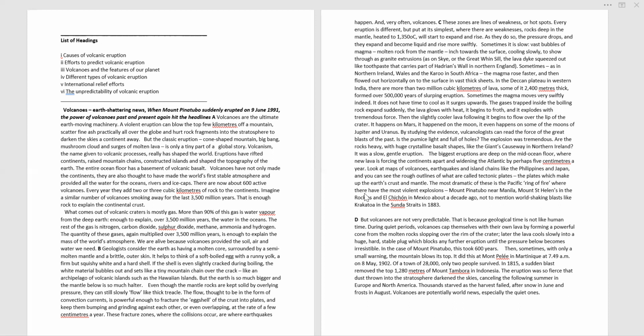So, have they talked about any sort of different eruption in there? The classic eruption, cone-shaped mountain, big bang, mushroom cloud, surges of molten lava. Volcanoes have not only made the continents, they are also thought to have made the world's first stable atmosphere and provided all the water for the ocean, rivers, and ice caps. What comes out of a volcano crater is mostly gas, water vapor, enough to explain the oceans and the rest, nitrogen, carbon, these gases. The quantity of these gases multiplied over this many years is enough to explain the mass of the world's atmosphere. We are alive because volcanoes provided the soil, air, and water we need.